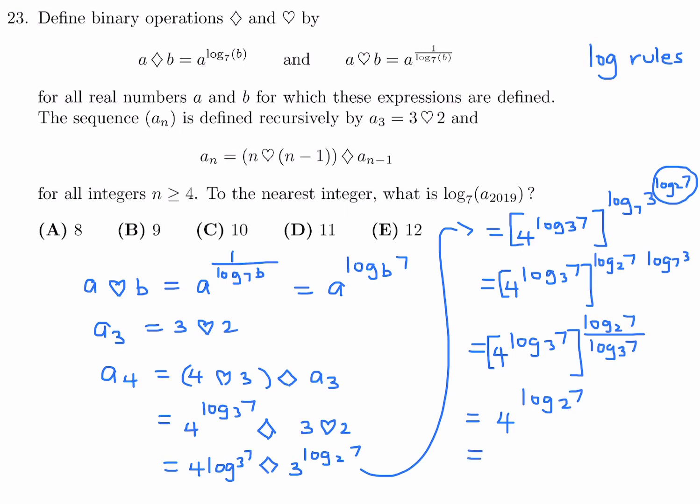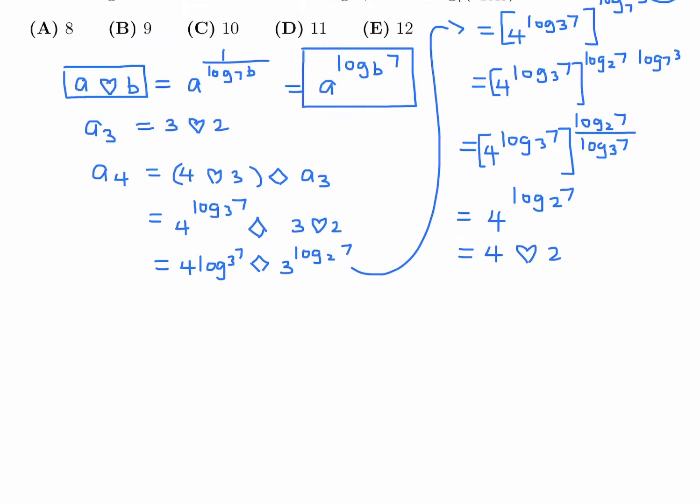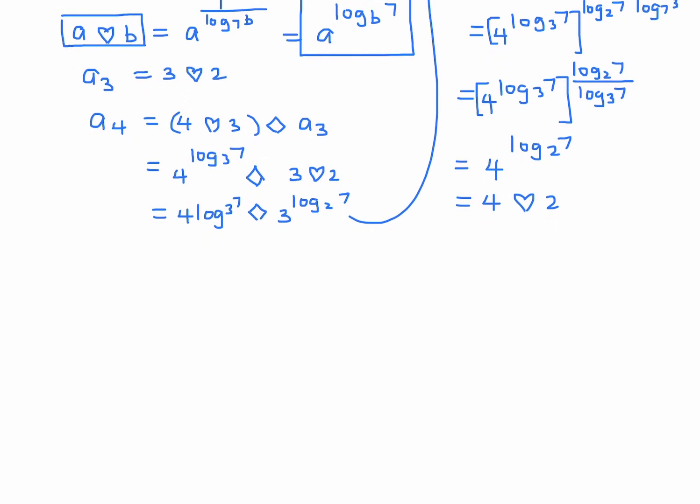And if you notice, that looks awfully similar to this when I use that. It is essentially 4 heart 2. And I hope you're convinced of that. Okay, so I got that a to the 4 is 4 heart 2.